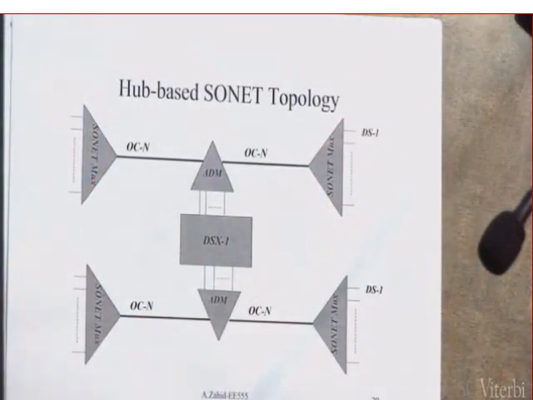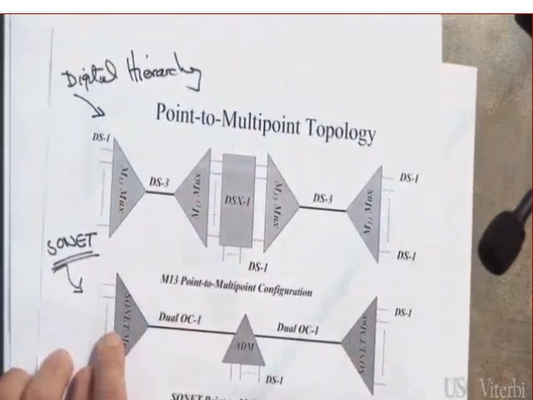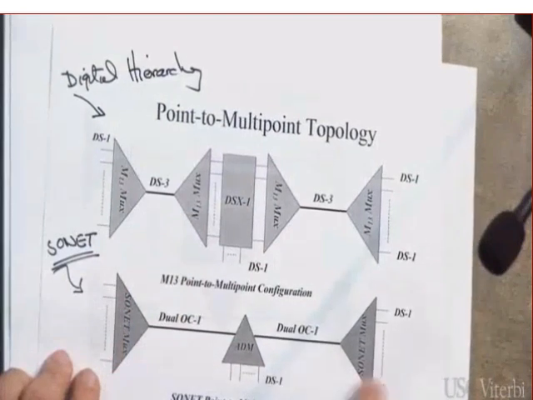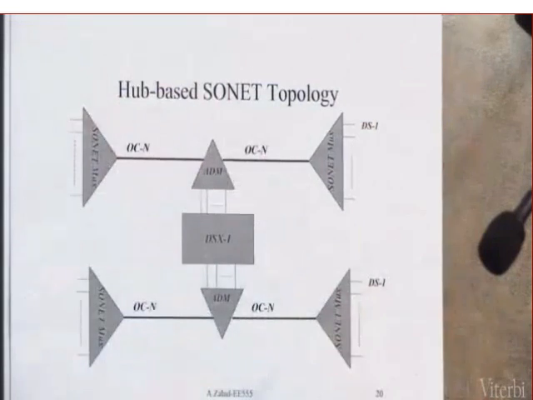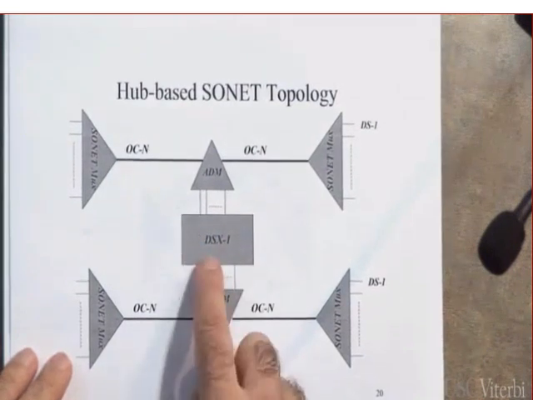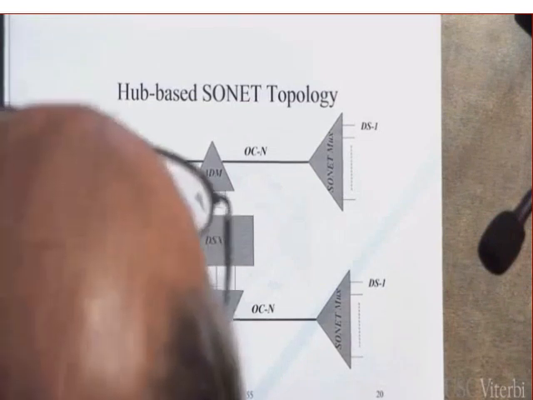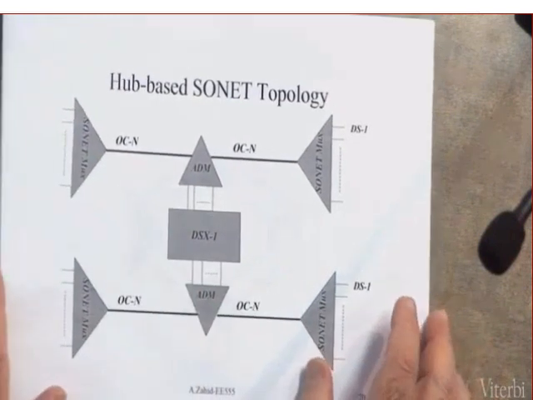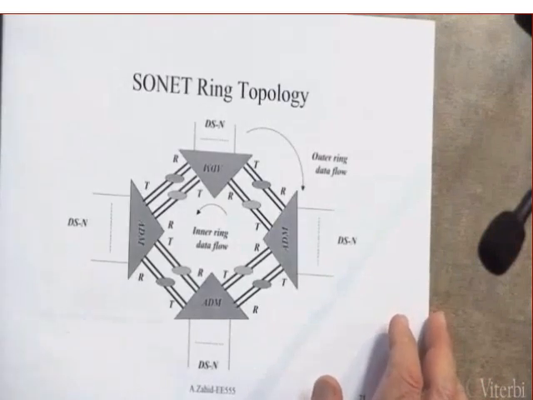The difference, this one is a point to multi-point. This is from one location to multiple locations. And here is hub-based. We have multiple locations, traffic going between all of them. So we do have the digital cross-connect. We will study this when we get to the optical network architectures in just a second. Clear?